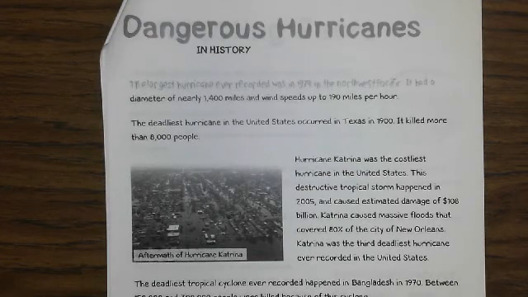The largest hurricane ever recorded was in 1979 in the Northwest Pacific. It had a diameter of nearly 1,400 miles and wind speeds of up to 190 miles per hour. The deadliest hurricane in the United States occurred in Texas in 1900. It killed more than 8,000 people, and remember, that's before they had warning systems. So they didn't have any way to know that it was coming and how to warn people back then.